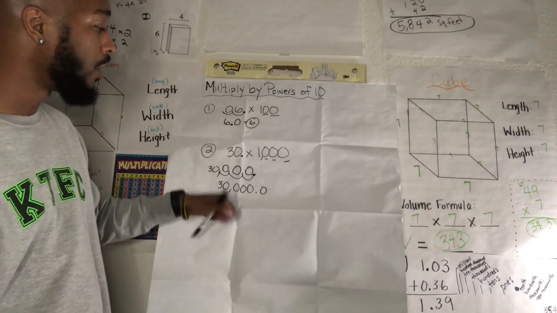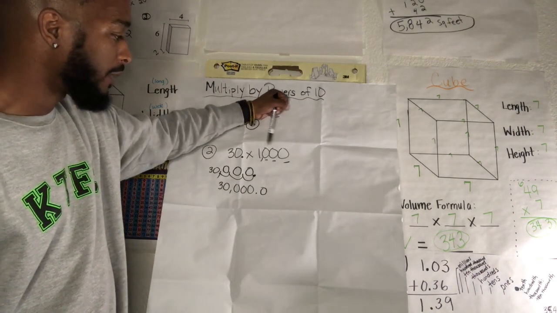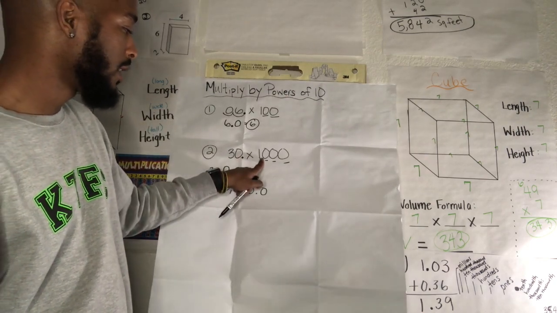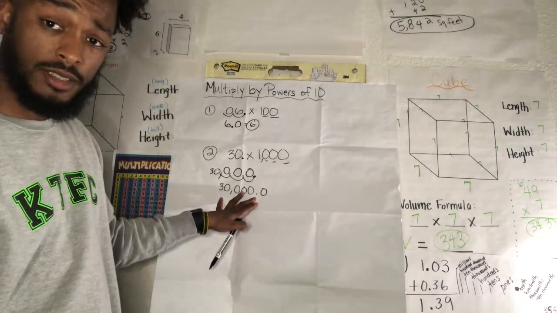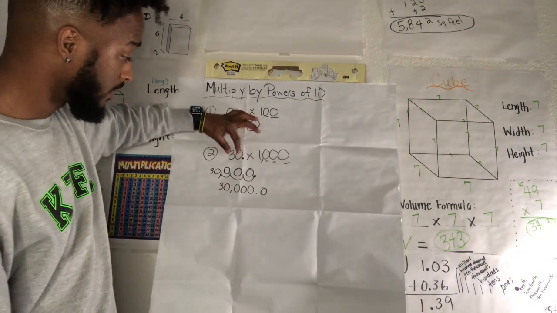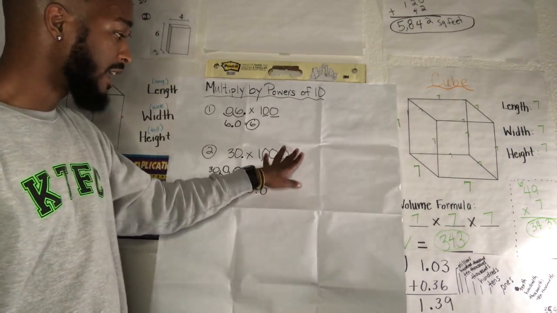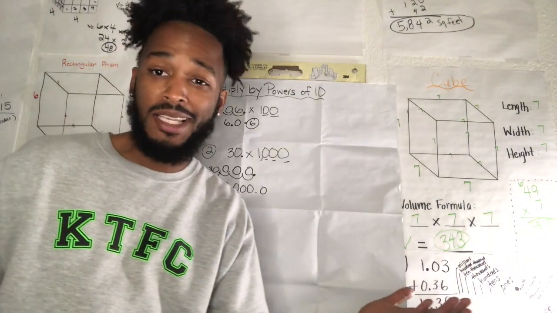And what I want you to notice is we started with 30, multiplied by 1,000, knowing 30 times 1 is 30, and then I just bring down my 1,000. Does that make sense? 30 times 1 is 30. Then I bring down my 1,000, my 3 zeros. Easy peasy lemon squeezy.